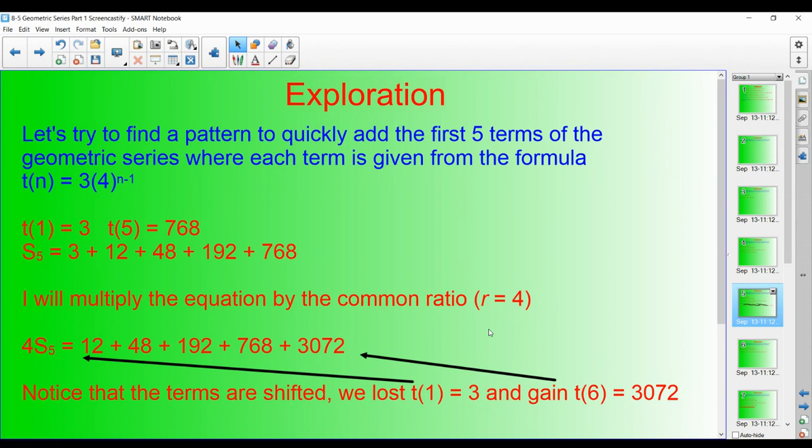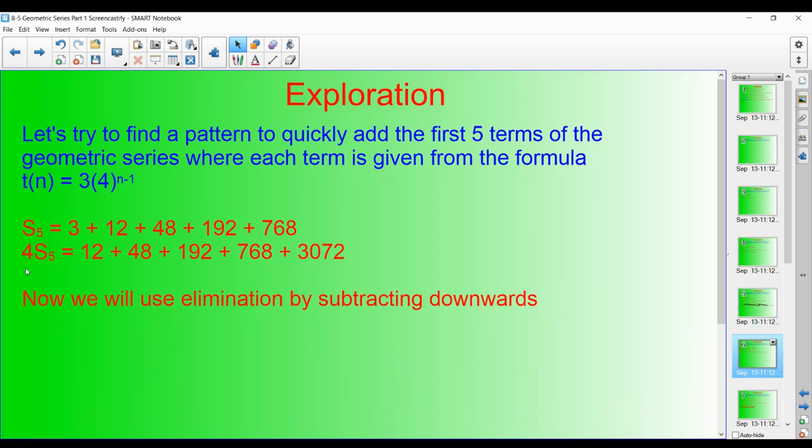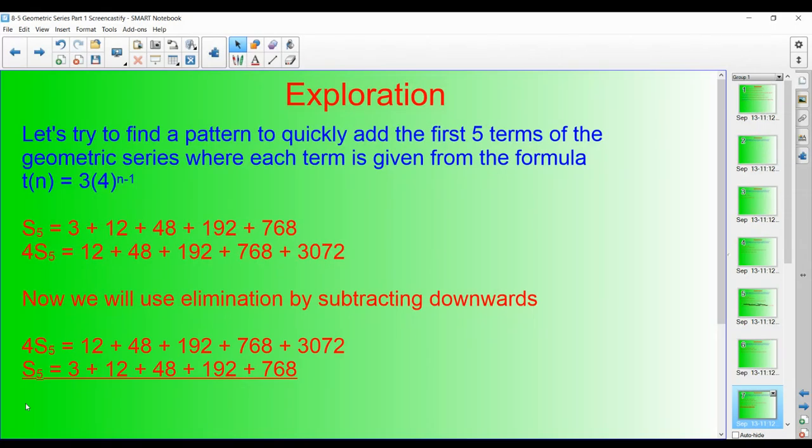Since I see a lot of terms are in common, in order to eliminate them, I'm going to use elimination. So I have what the sum is, and I have 4 times the sum. I'm going to flip these equations and then subtract downward. So let's flip the equations. Then we're going to subtract downward. You're going to see a lot cancel out. Those cancel out because they're all common. So we're left with, on the left side, 4s minus 1s is 3s. And on the right side, we're left with 3072 minus 3.